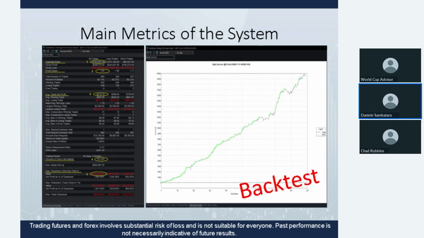Of course, this is not enough to judge a trading system because we need to cover the cost we face each time we make a trade. In this case, we have an average trade, circle number 3, of $218, which is more than enough to cover the commissions.